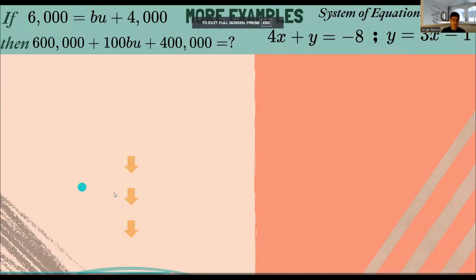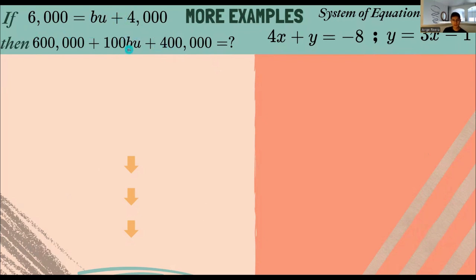All right. So if we have the system of equations, right? So if we have this system of equations, this is something that we didn't cover. So 6,000 is equal to BU plus 4,000, right? And then this equation is 600,000 plus 100 BU plus 400,000 is equal to what? So we have set this condition here, right? So this is equal to this, and we also have this thing.